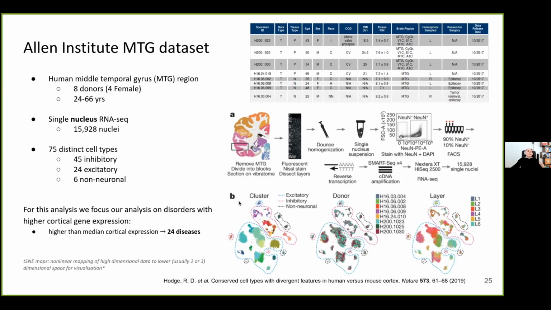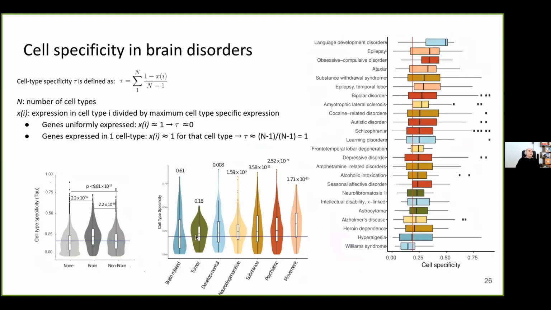So for the rest of the study using this dataset, we focused only on 24 diseases that had higher than median expression in cortex based on the macro scale data. The first measure that we looked at was the equivalent of the differential stability, which is cell specificity. And the measure we used was tau, which is trying to answer the question of how specific a given gene's expression is for a given cell type. If the gene is uniformly expressed, the tau will be 0. And if the gene is only expressed in one cell type, it will be 1. Anything in between will be between 0 and 1.